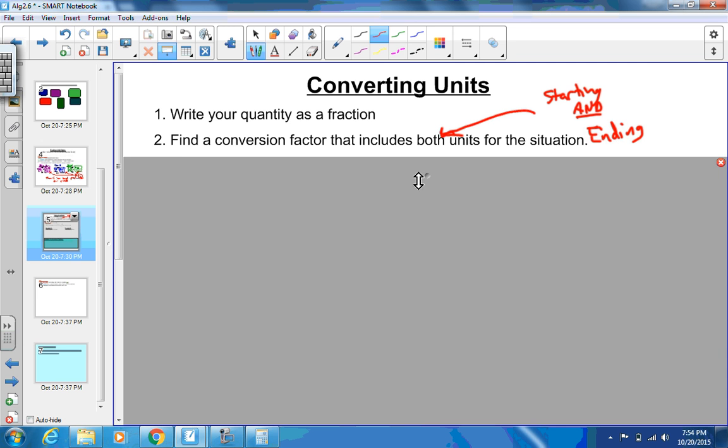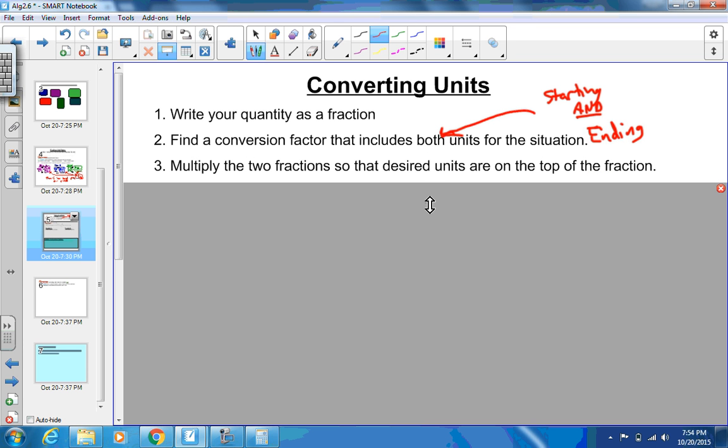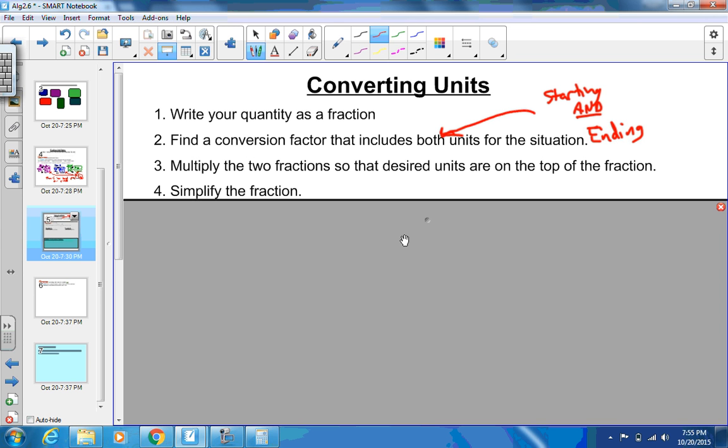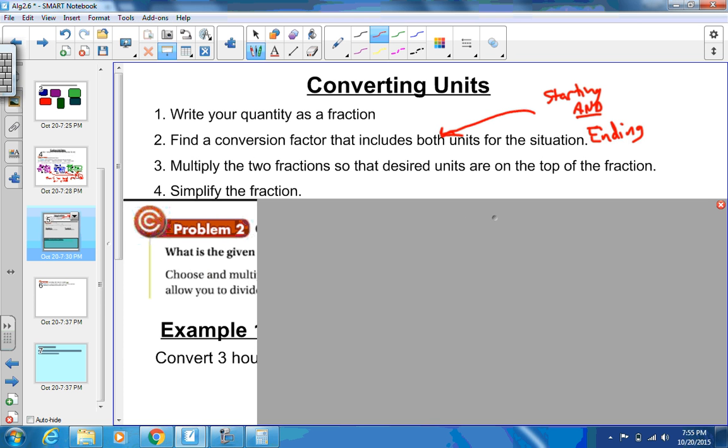Okay, you have to have both what you're starting with and what you want to end up with. Then multiply those two fractions together, the conversion factor and the original fraction, so that the desired units are on the top of the fraction. What you want to end up with will be on the top of the fraction that you're multiplying by, and then simplify. So let's work through an example like that.